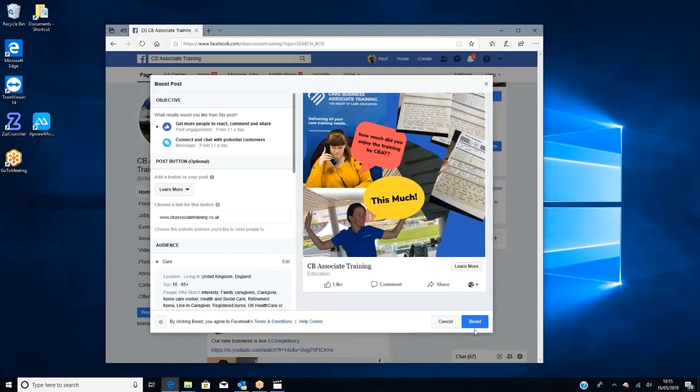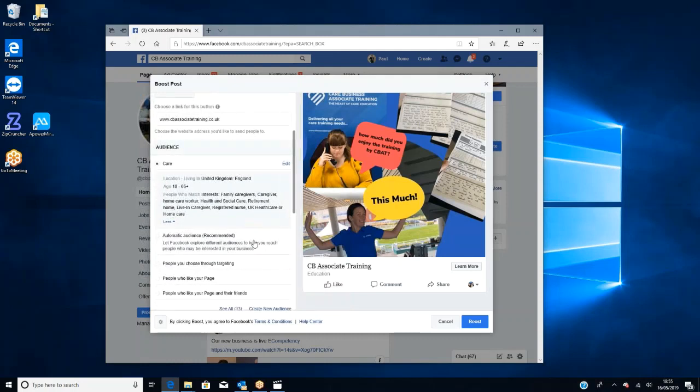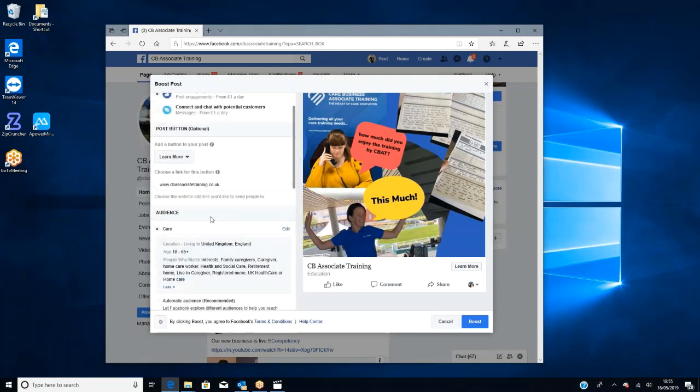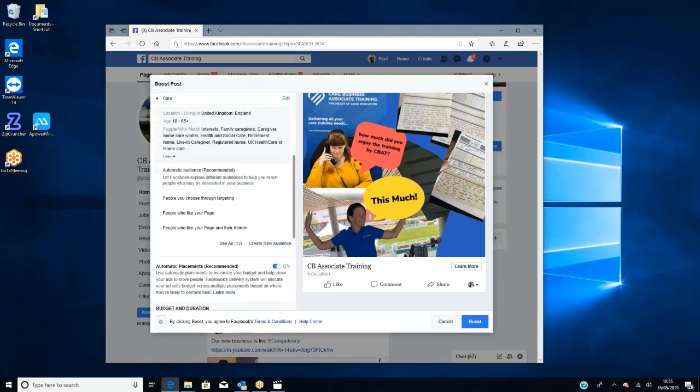So if I now actually click the boost post here, and I'm just looking down here, so you can see here I can target the audience. Now I'm just going to show you for a second what I mean by that. So you can choose to target people on the Facebook page that you want, or people who like your page so that everybody gets to see it, or people who like your page and their friends. So if they're local people, that's great. Or you can create a new audience.